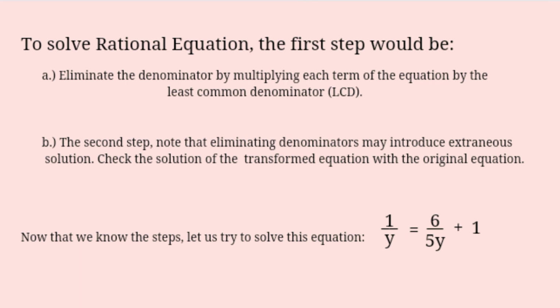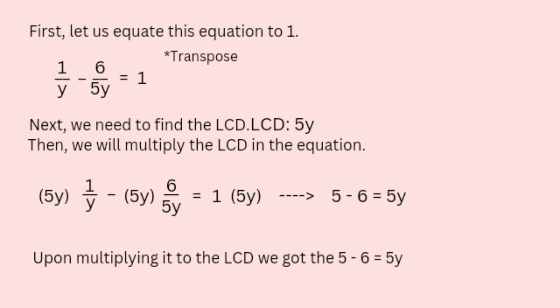Now that we know the steps, let us try to solve this equation: 1 over y equals 6 over 5y plus 1. First, let us equate this equation to 1: 1 over y minus 6 over 5y equals 1. Next, we need to find the LCD. In this solution, the LCD is 5y. Then, we will multiply the LCD to the equation: 5y times 1 over y minus 5y times 6 over 5y equals 1 times 5y. Cancel the like terms, then the answer will be 5 minus 6 equals 5y.